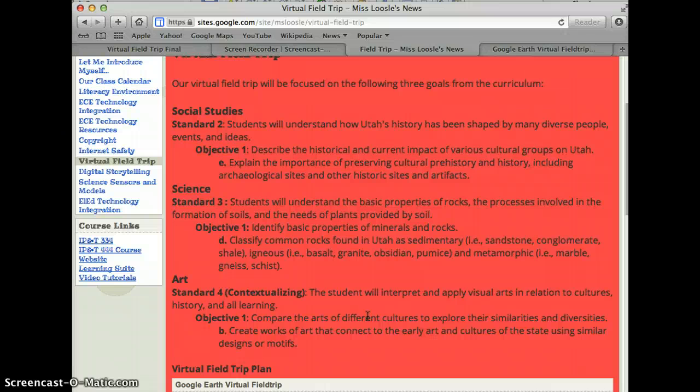And then an art standard, Standard 4: the student will interpret and apply visual arts in relation to cultures, history, and all learning. Specifically Objective 1B, create works of art that connect to the early art and cultures of the state using similar designs or motifs.